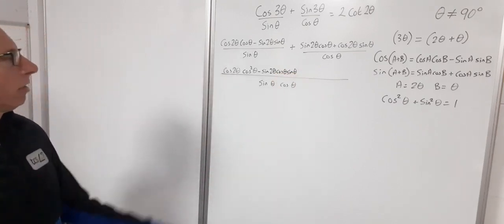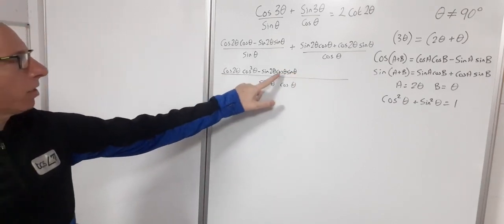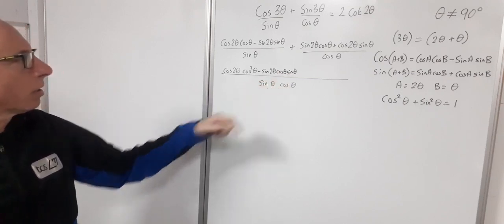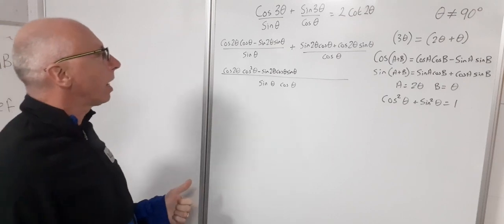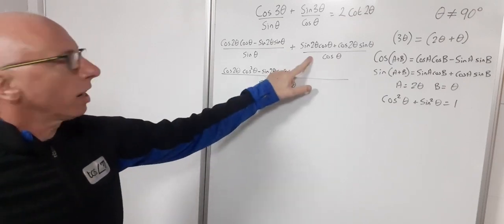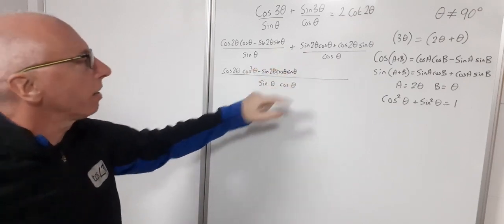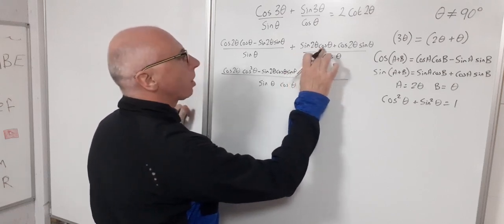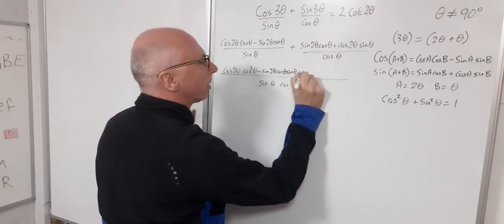Okay, right, well that's looking good. And I've got cosine theta, sine theta, just like my denominator. So good things might happen here in a moment. Let's see what happens. And then this side, multiply all of this by sine theta. So now I'm going to add sine 2 theta, cosine theta, sine theta.